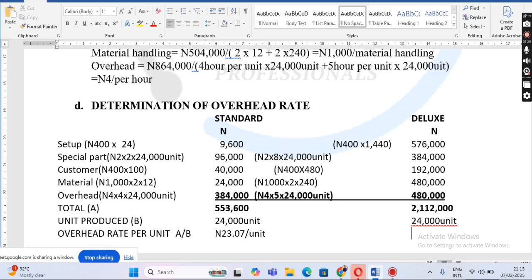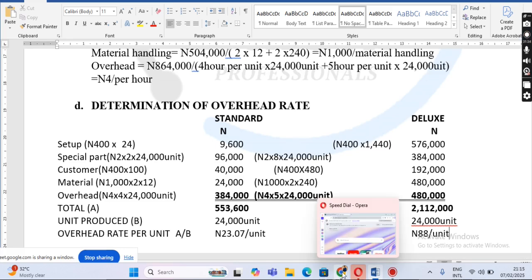Presentation matters, right? Present it this way, you earn your full marks. So what do you have here? So for deluxe we have 88 naira per unit. Thank you so much. God bless you. 88 naira per unit. And that is how we roll in our class, right?